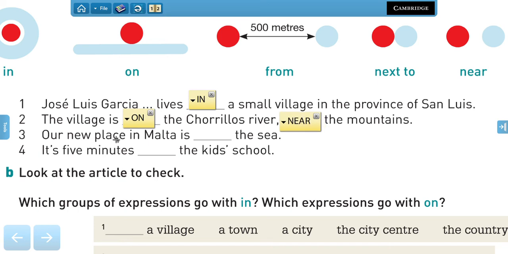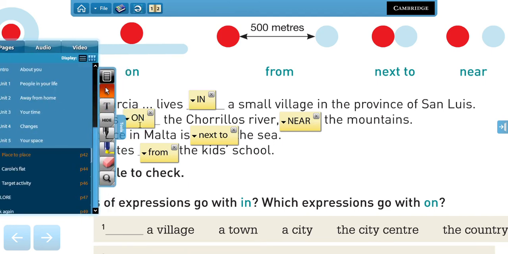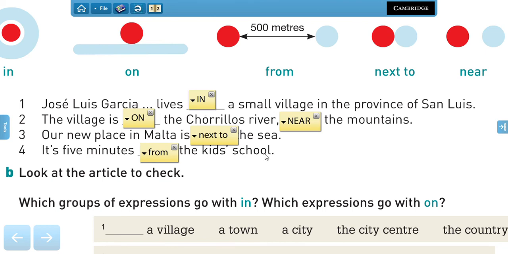Our new place in Malta is next to the sea. That means it's very, very close. Maybe you cross the street and then you get to the sea, right? And then we have, it's 5 minutes from the kids' school. Of course, these are just a few examples. I'm going to leave you more exercises on the aula virtual so you can keep practicing prepositions, all right?